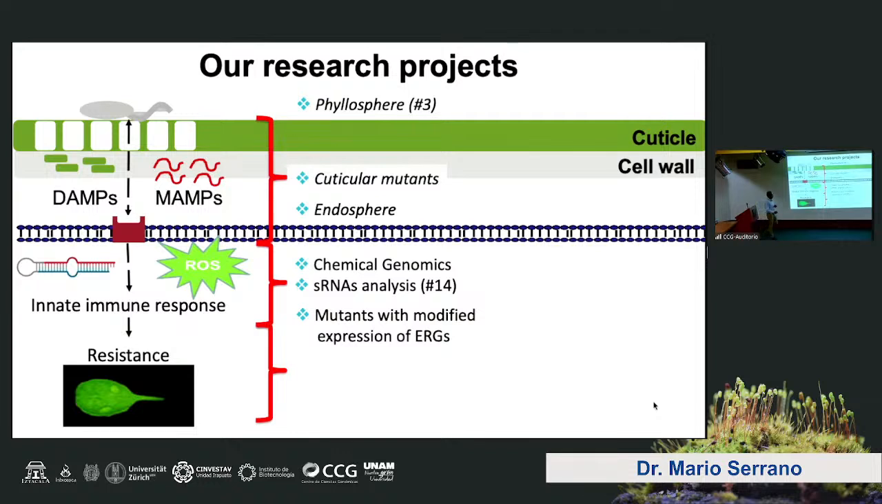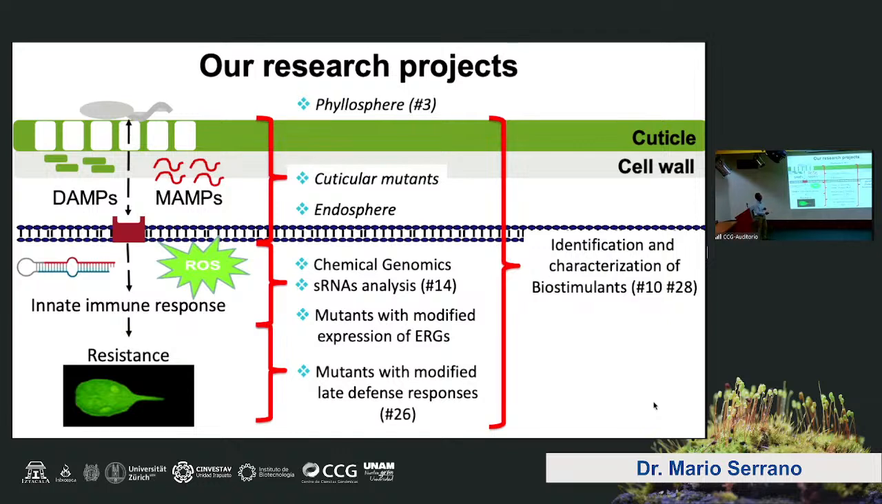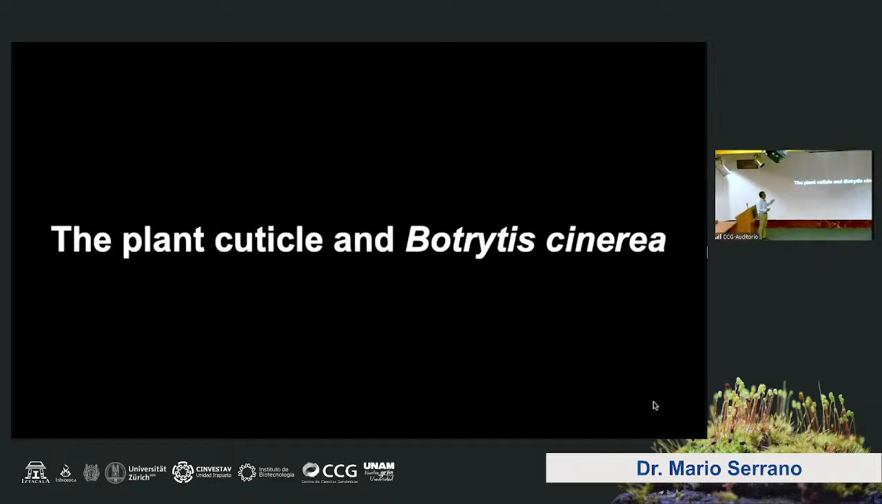We also have some mutants that modify the early response genes, just before the activation of the innate immune response, and mutants with the late defense responses, such as the ones involved in the salicylic acid and jasmonic acid related signaling pathways. And we also have another project that can modify any of these parts, the identification and characterization of biostimulants. In parentheses, you can find the number of the posters that we have presented for each of these projects. But today I will not talk about all of them. It will be impossible. I will just focus on the analysis of the RNA and small RNAs and the cuticle. So, the plant cuticle and Botrytis.